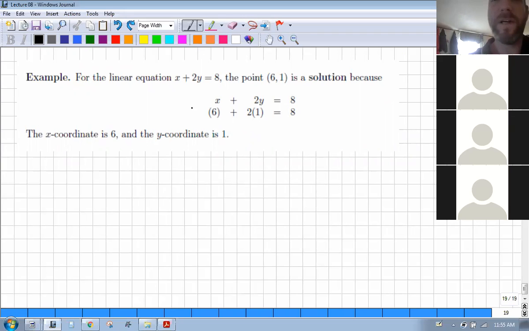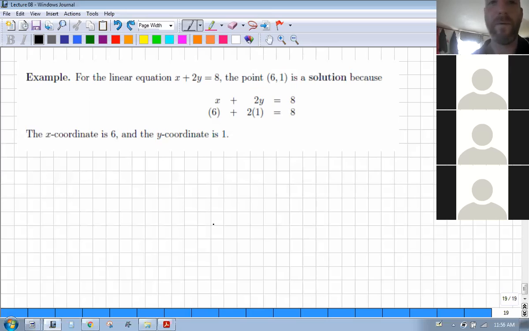Remember the old equations where there was just an x, the solution would be like x equals 1 or x equals 7. But for equations with two variables, the solutions look like this, two coordinates. There's an x and a y. And because of that, there's an infinite number of solutions. This is just one of them that works, (6, 1).